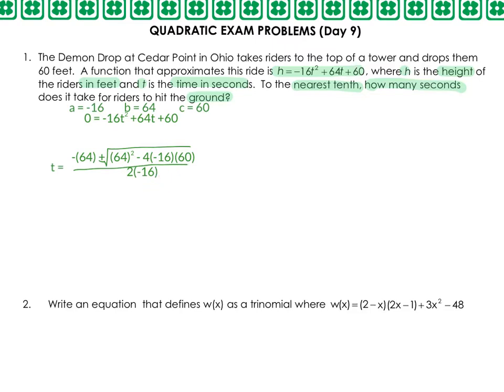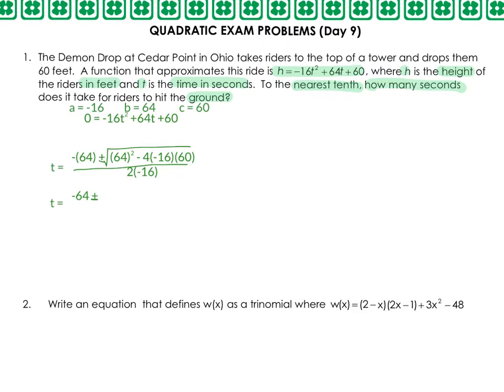Now the next step is to go ahead and simplify everything that we can simplify. So the negative 64 is going to become a negative 64, and then the plus minus. Then for all this information underneath the radical, we're going to simplify this before we try the square root. In your calculator, you do this by using parentheses just like you see underneath this radical. So parentheses 64 close parentheses squared minus 4 parentheses negative 16 close parentheses 60 close parentheses.